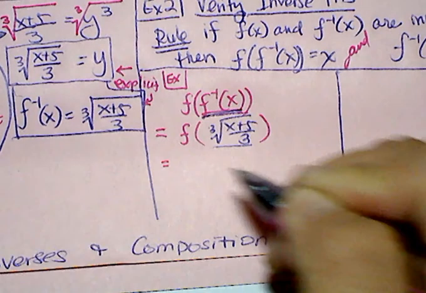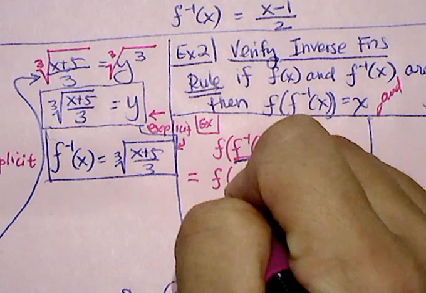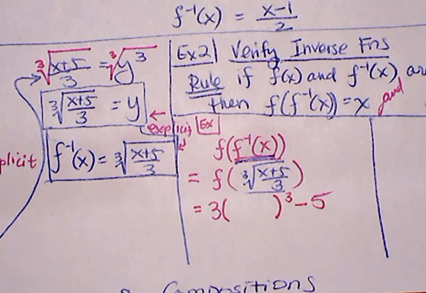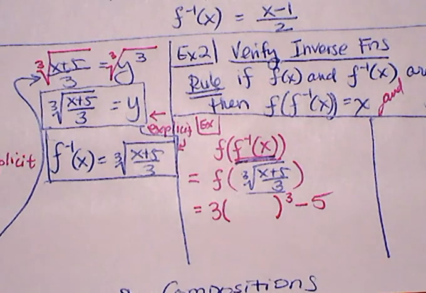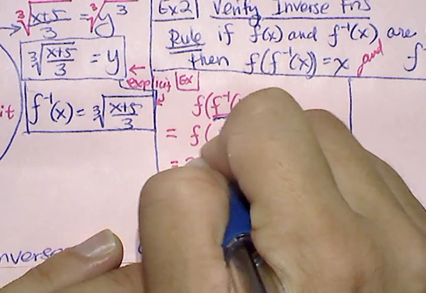F does what? F does 3x cubed minus 5, right? So let's write it. 3, but instead of x, write parentheses cube minus 5. Write the whole thing so you don't forget about that 5 later on. But what should go in the parentheses now? What's the argument? That whole blue thing, right?